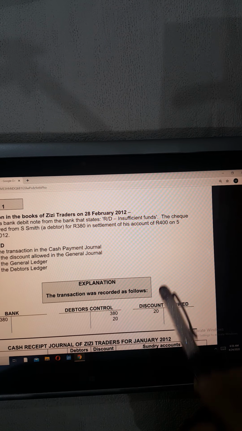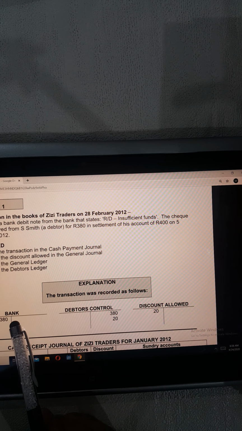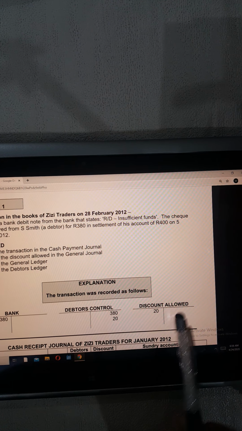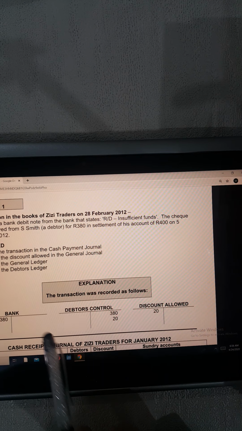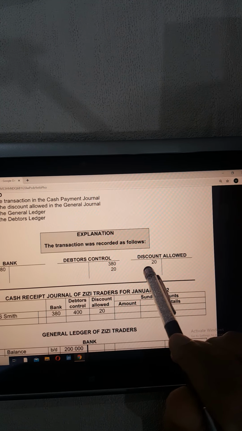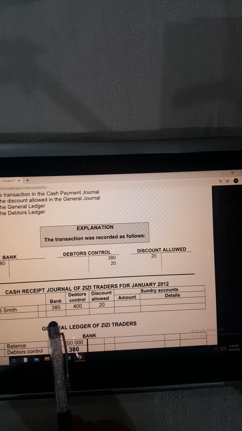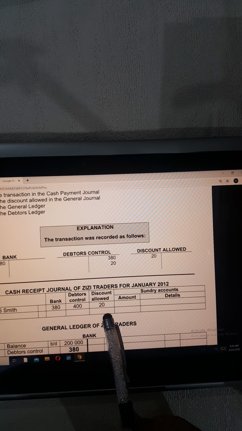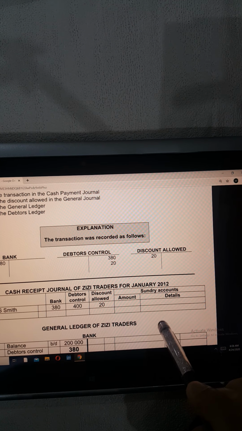So let's look at it. Okay, here's my T accounts. So the transaction first gets recorded as we're debiting our bank, and we credit our debtors control, and we debit our discount allowed, and we credit our debtors control. So this is when you got the check, when it was an RD, right? So what has happened in the cash receipts journal of ZZ, you can see on the 5th S. Smith, we wrote down we received 380. But we put 400 in the debtor's control account, and we put 20 Rand into the discount allowed, so that 400 Rand goes there. Okay, so we've done that before as well.